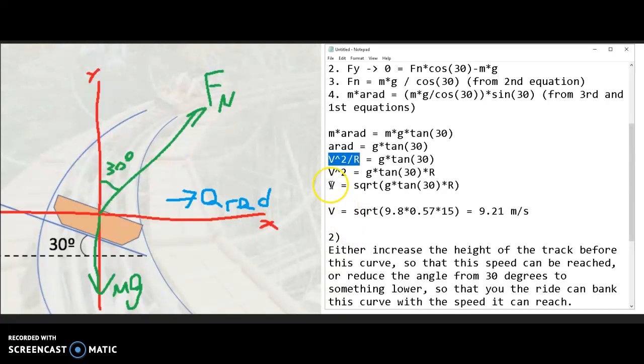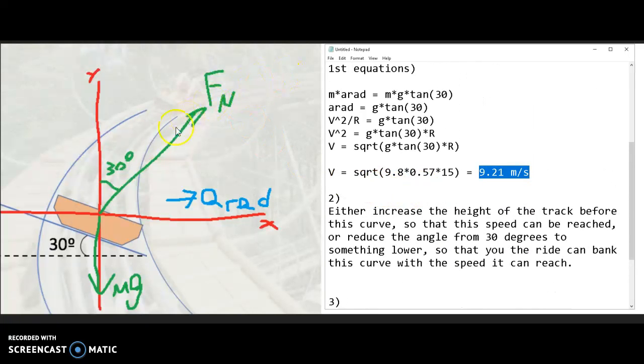So with further simplification, we finally get our velocity is equal to the square root of gravity times tangent of 30 times the radius. We know gravity and we know radius, so we can fill these numbers in, and that gives us our velocity of 9.21 meters per second.